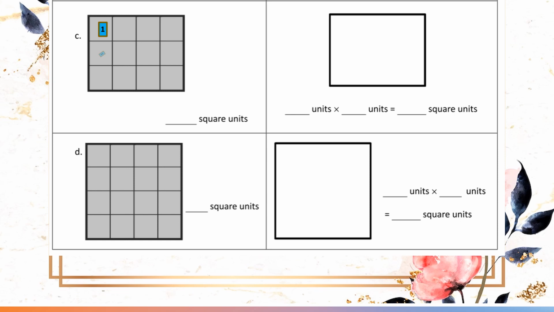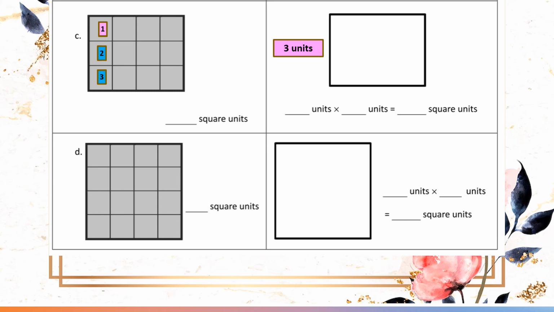1, 2, 3. So that means that my length is 3 units. I'm going to go ahead and label it 3 units. All right, let's keep counting. And go ahead and label our width. Okay, so I label my length and I'm going to count to label my width.